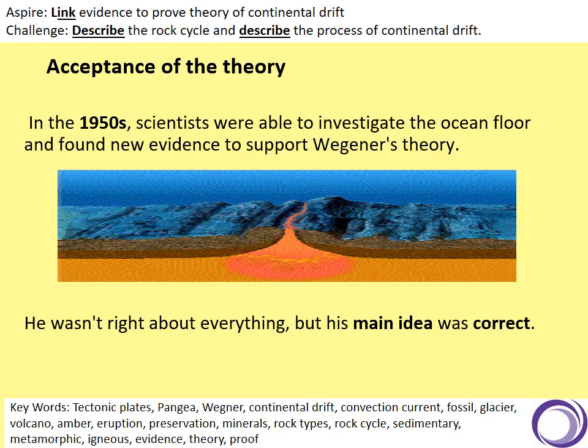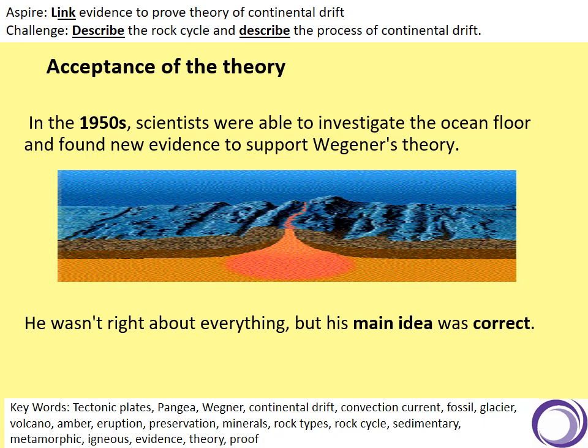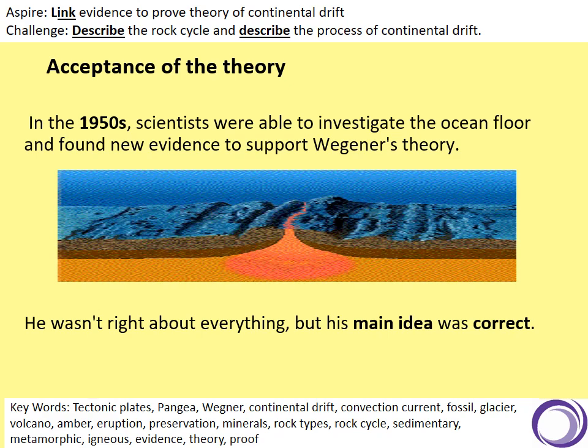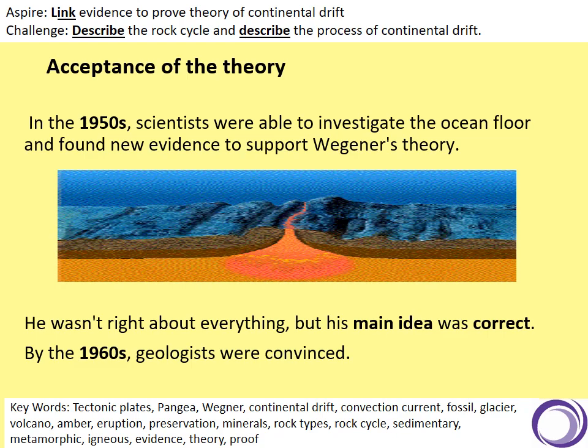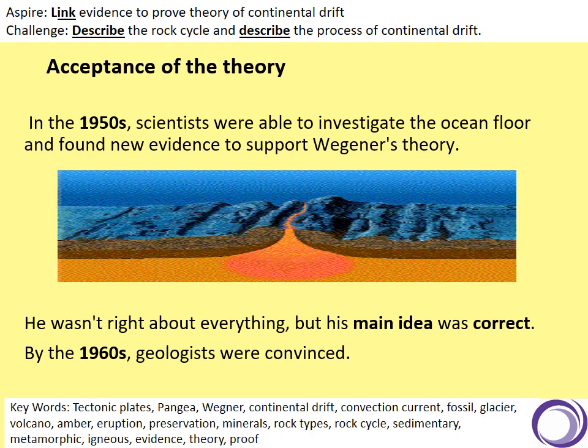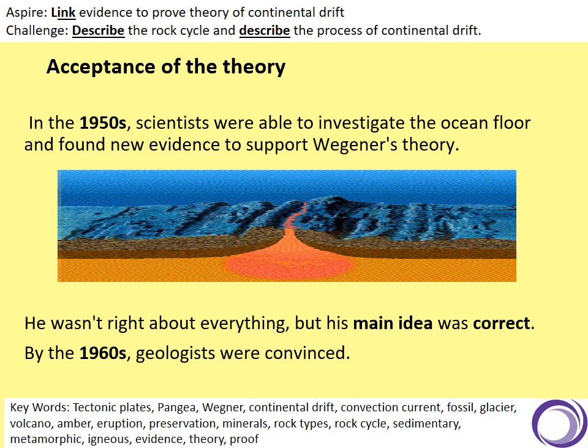So Wegener might not have been right about everything. His mechanisms for how the continents moved around weren't correct, but his main idea of continental drift was correct. And by the 1960s, geologists had collected enough information to be convinced that his theory actually was correct. And now continental drift is the accepted theory about what's going on because we now have enough evidence to prove it.